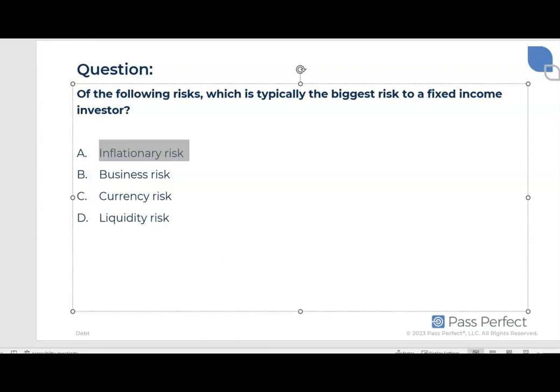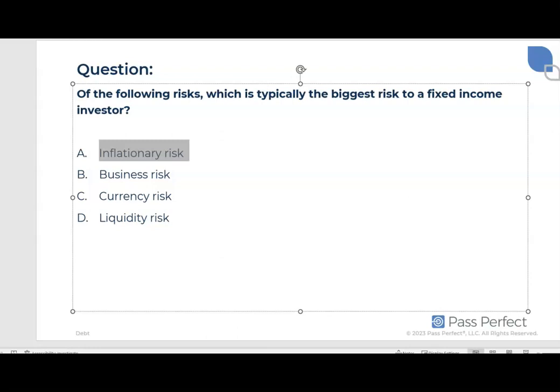Currency risk would apply to foreign investments, because you have to convert a foreign currency back into US dollars. And if the exchange rate between euros or yen or pounds or Australian dollars or pesos or shekels becomes less favorable, you don't get as many US dollars for the same amount of foreign currency, and there's a loss of income as a result.